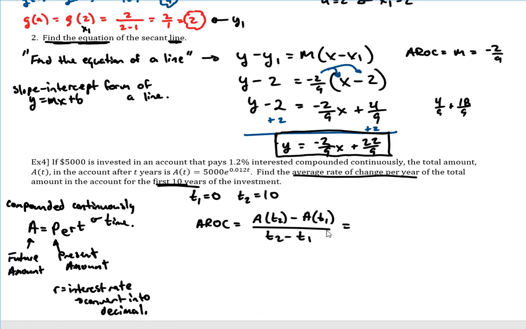And then we could set it all up. Well, the T2 minus T1, I guess we could just put it in. Let's go ahead and simplify. 10 minus 0, so I just took care of the denominator all in one big step there.